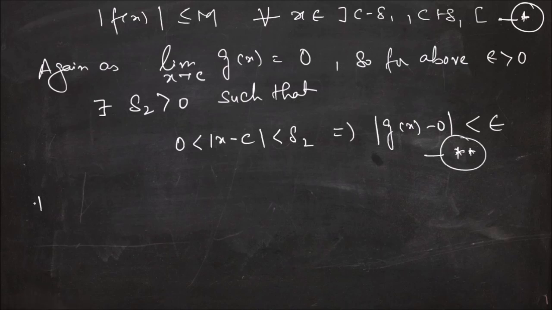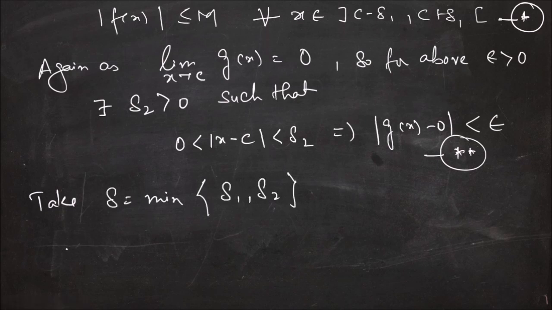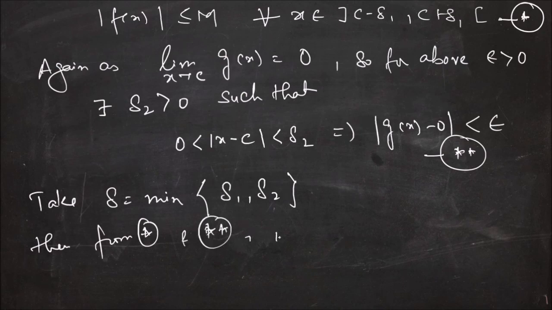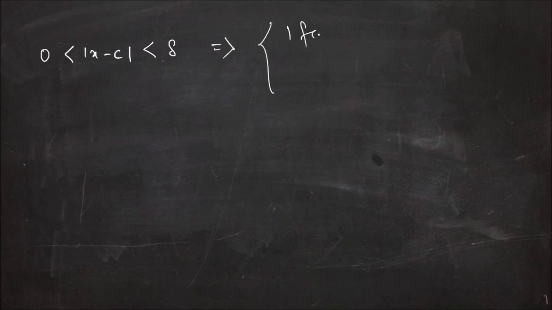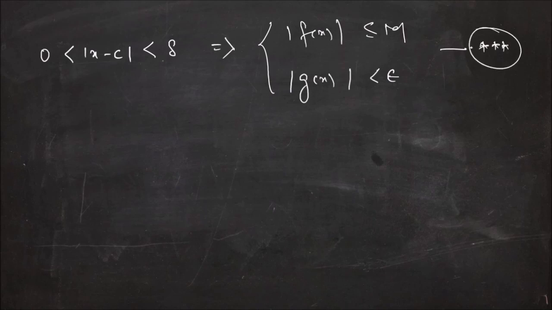So what we will do, we will take δ equal to the minimum of δ1 and δ2. Then from star and double star, it is easy to see that 0 < |x − C| < δ implies two things simultaneously: |f(x)| ≤ M and |g(x)| < ε. This you mark as triple star.